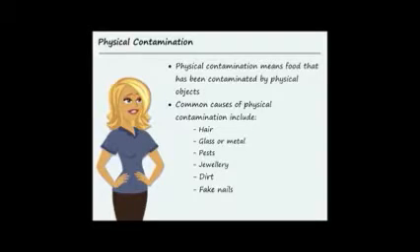Physical contamination occurs when actual objects contaminate the food. Common physical contaminants include hair, glass, metal, pests, jewelry, dirt, and fake nails. It is probable that everyone at some stage has found things or physical matter that should not be present in the food. It's easy to eliminate physical contamination if you understand the problem.